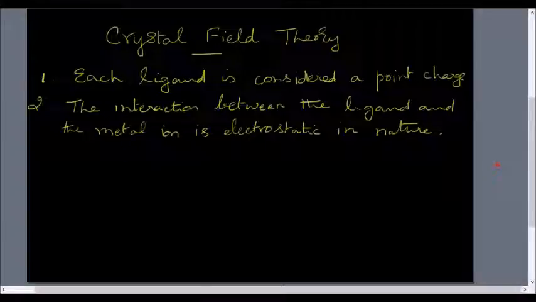Two of the d orbitals have higher energy than the metal ion and three of them have lower energy than the metal ion. That means the d orbitals are split into two sets. One set of two orbitals having higher energy than the other set having three of the d orbitals. I will show you that diagrammatically now.